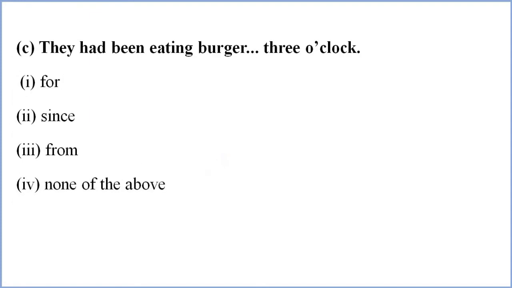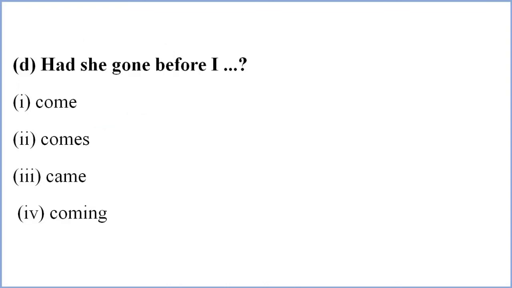Next is, they had been eating burger dash 3 o'clock. So fill this statement. Your options are for, since, from, or none of the above. The correct option is since. The last part is, had she gone before I dash? Your options are come, comes, came, or coming.